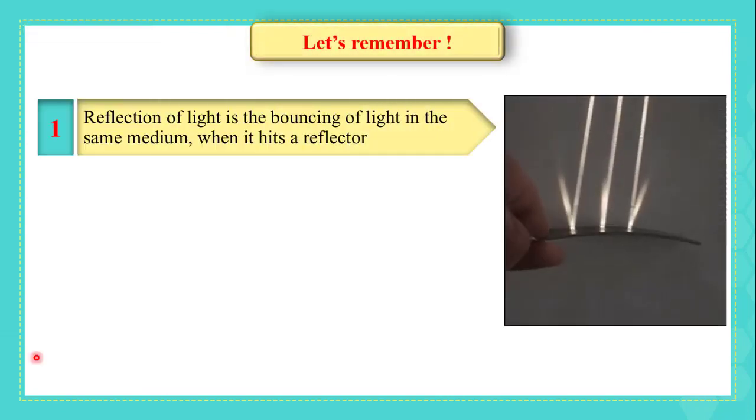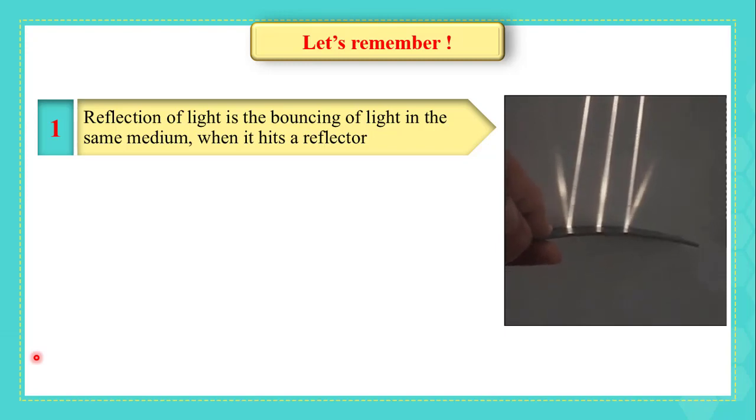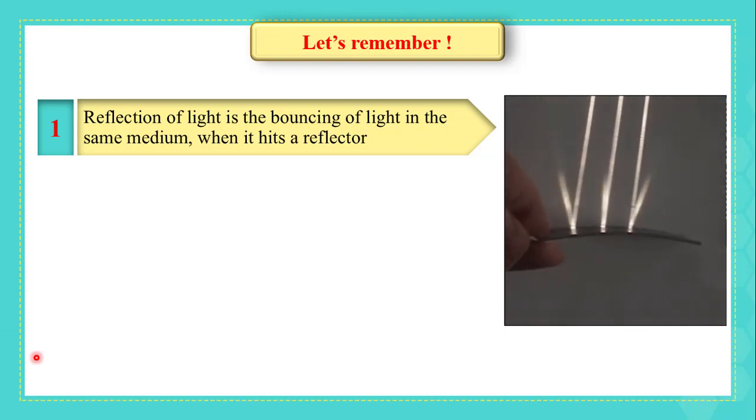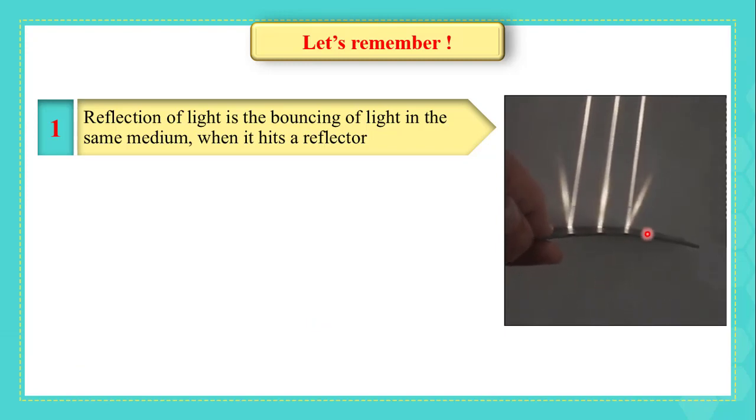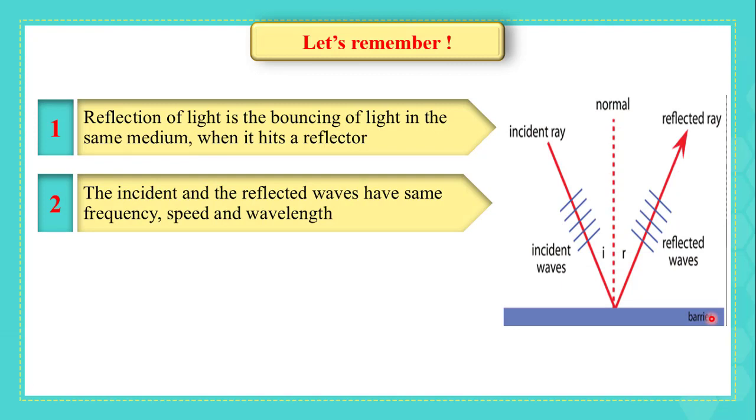Let's review together the ideas of Chapter 8. A reflection of light is the bouncing of light in the same medium when it hits a reflector, as you can see in this animation. The incident and the reflected waves have the same frequency since they are generated from the same source, the same speed since they are propagating in the same medium, and both of them have the same wavelength based on the relation V equals lambda times F.